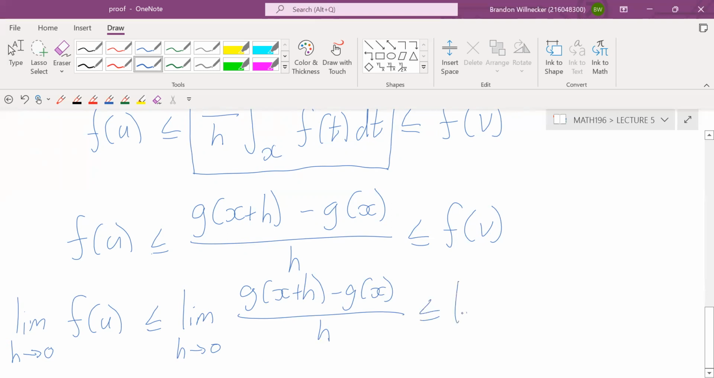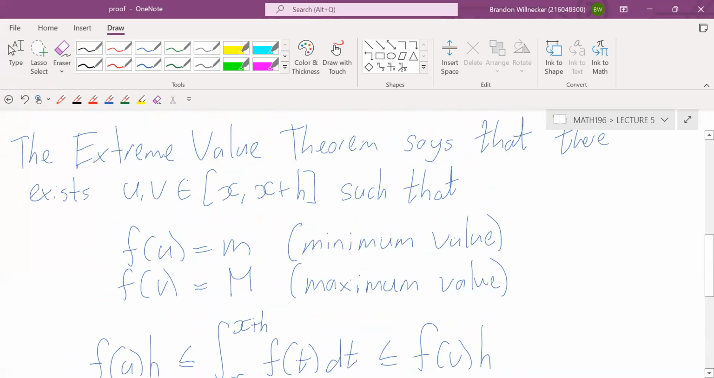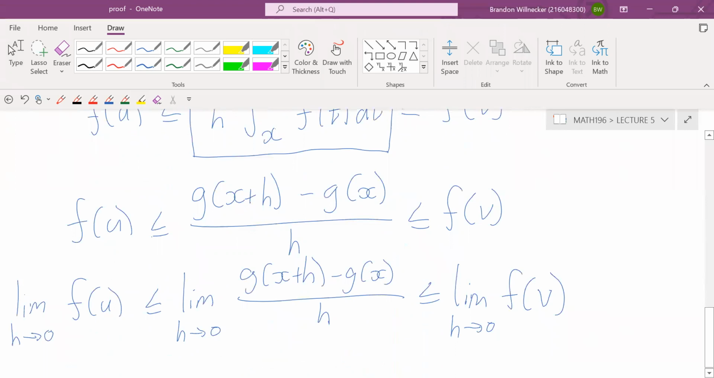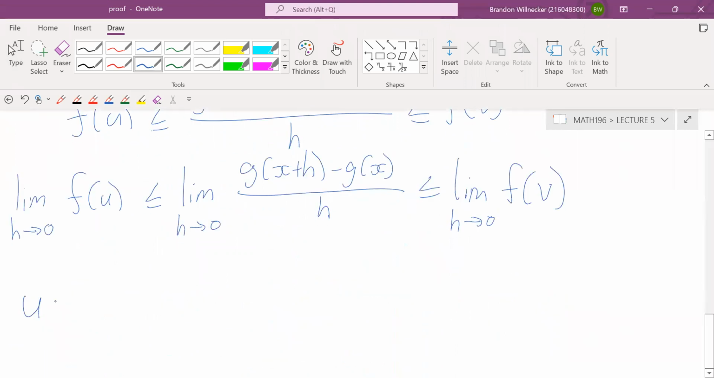And that is less than or equal to the limit as h goes to 0 of f of v. Oh, sorry, it looks more like a u, f of u. Okay, good. Now, before I was stressing the fact that u and v come from this interval over here. So let's just write that out properly at the end here. So u is an element of x comma x plus h.